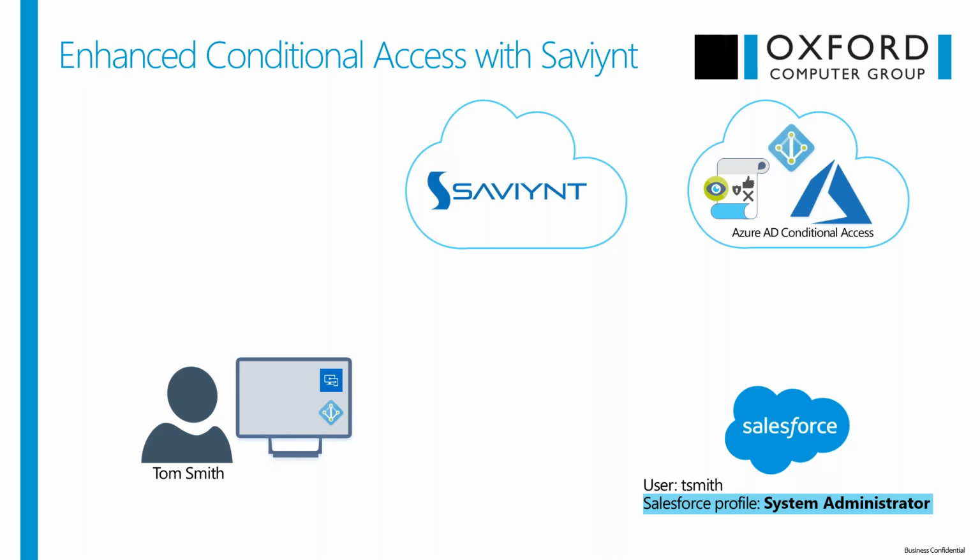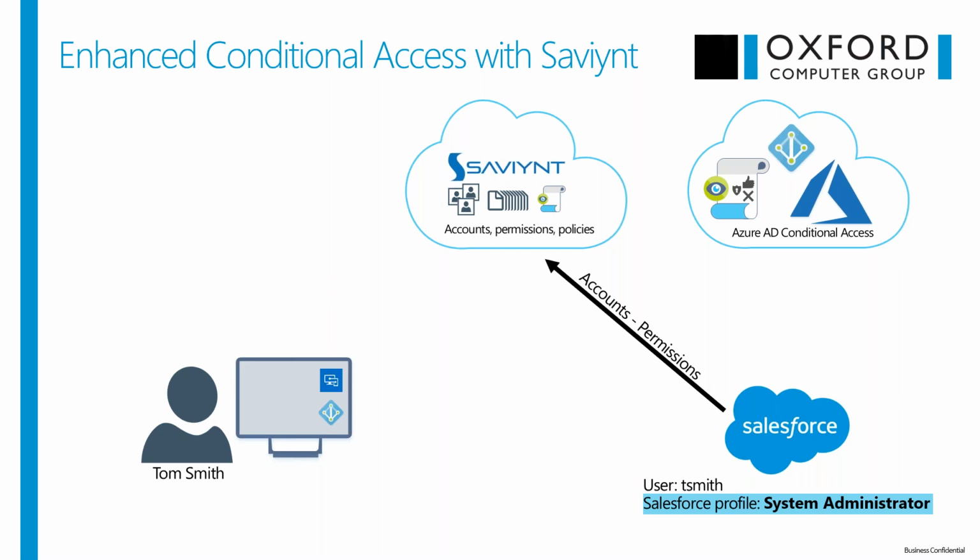Saviynt has the ability to go very fine-grained on all sorts of applications, including Salesforce. But for this purpose, I'm just looking at the Salesforce profile, which is essentially a role in Salesforce. Saviynt's reading that information back in, and we're reading the accounts and the permissions, and we can basically tell Saviynt, hey, this system administrator permission within Salesforce is a risky permission. And we can configure Saviynt to populate a group in Azure Active Directory once a profile changes in Salesforce, to say, okay, this needs to be added into a group in Azure Active Directory.